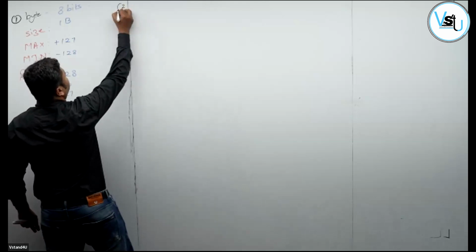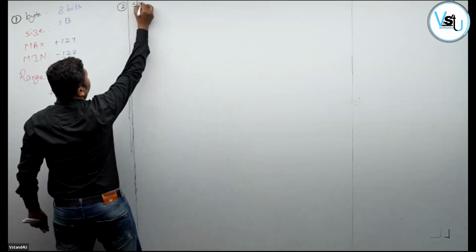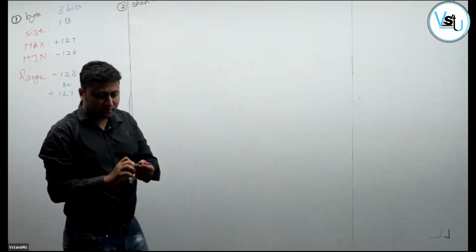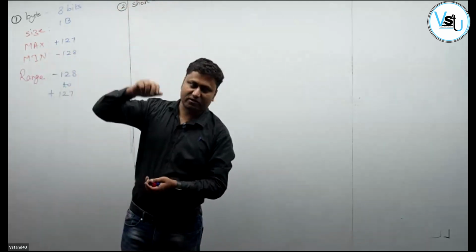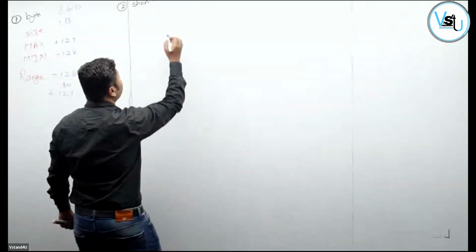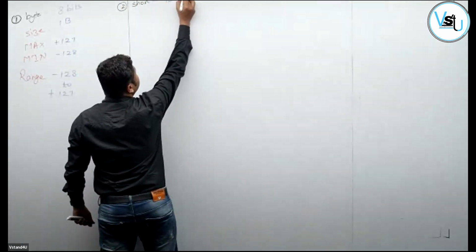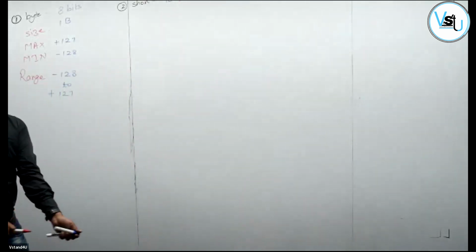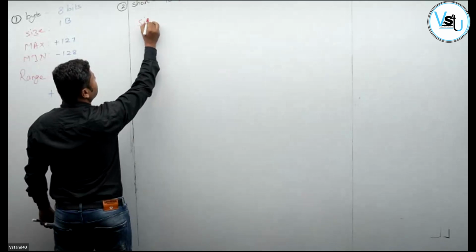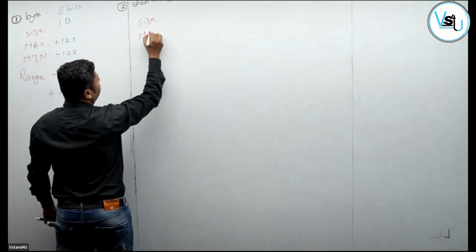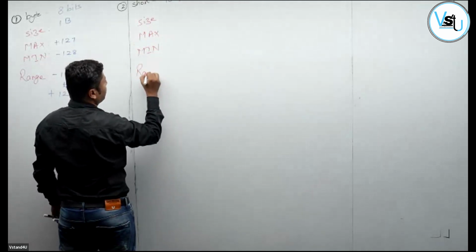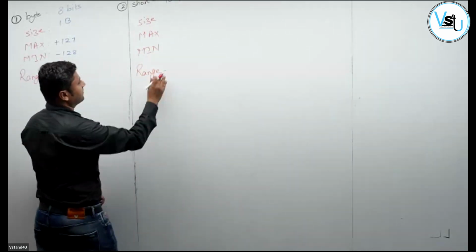Sir, next data type is short. Short will have double the size of the byte. In that case, how many bits are required? 16 bits are required. If 16 bits, then my favorite question: size, max, min, and range.